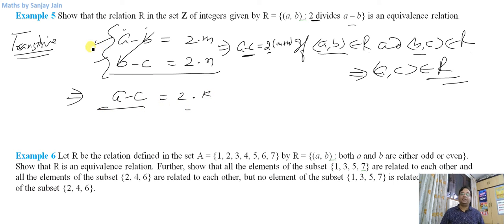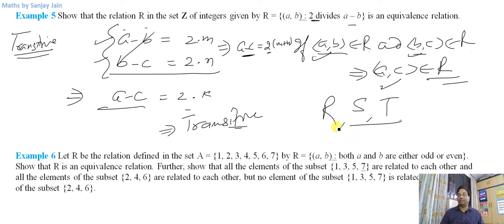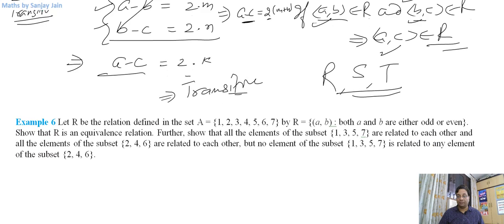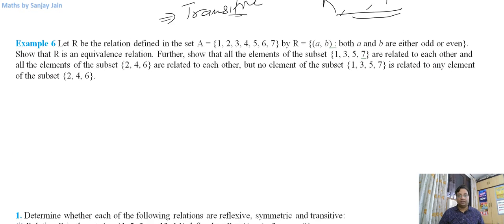So yes, the presence of (a, b) and (b, c) implies the presence of (a, c) in the relation. That means this relation is transitive. And I've shown you that the relation is reflexive, symmetric as well as transitive. Hence it is an equivalence relation. Okay, this was a simple question. Now let us look at this one.